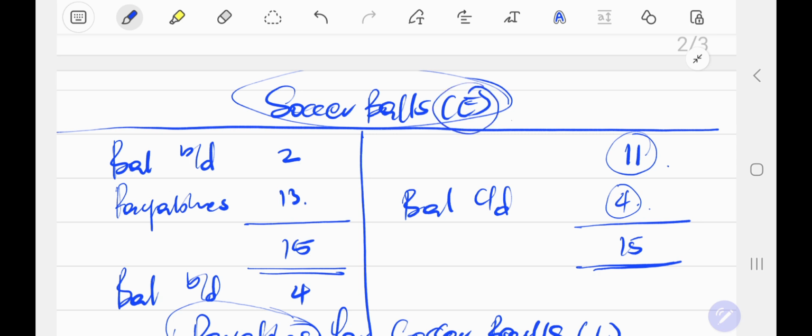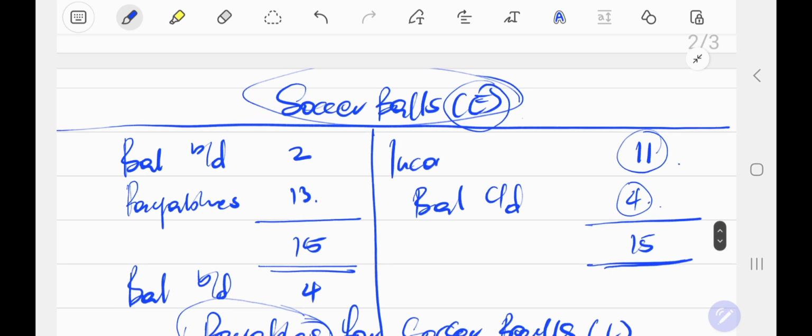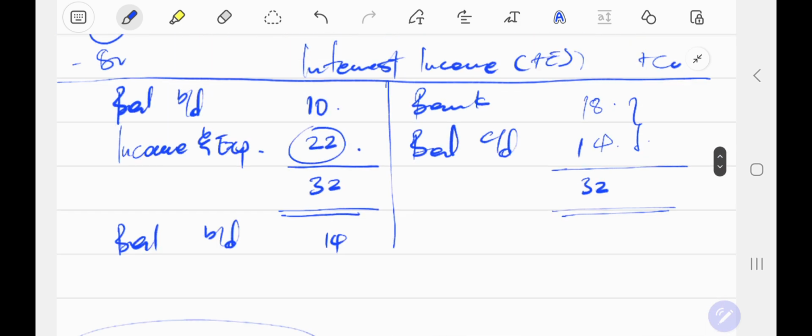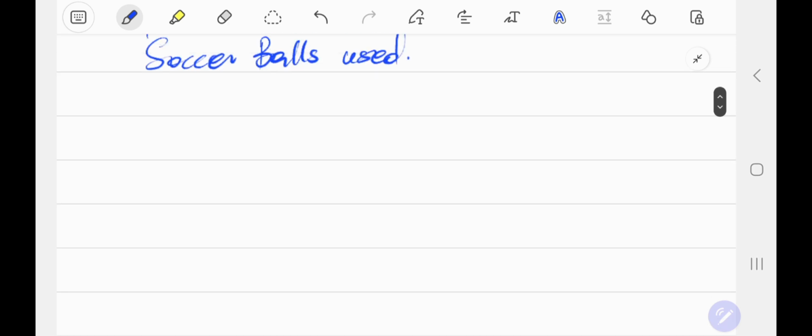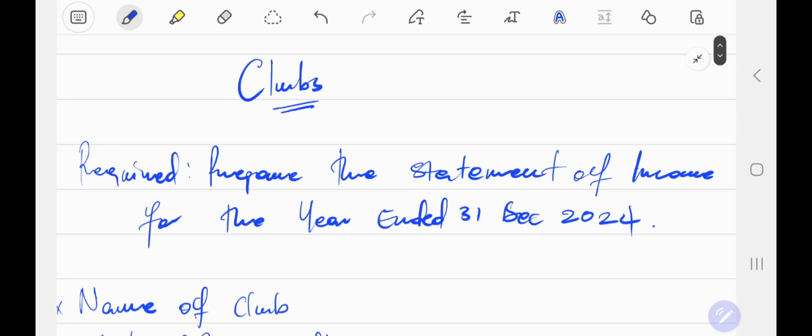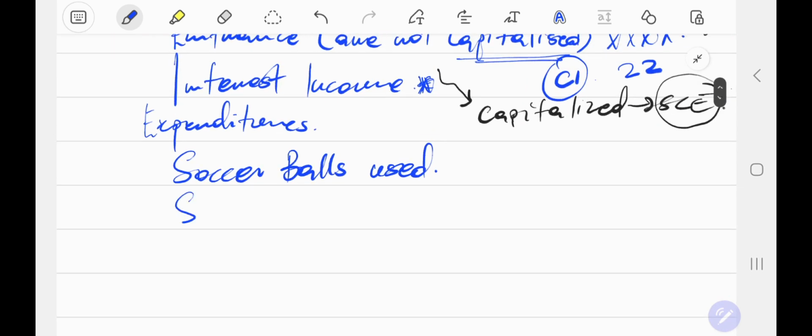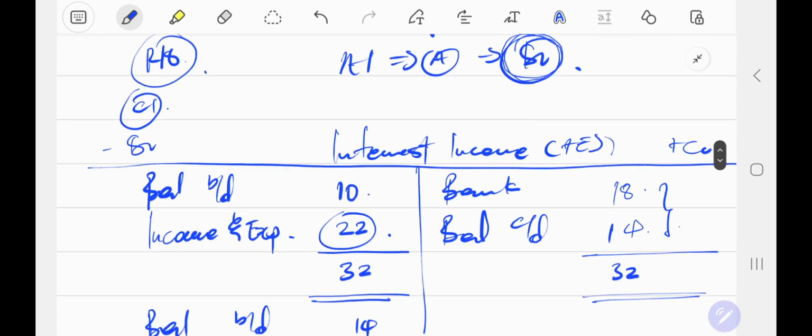So this 11, what does it represent? Soccer balls are an expense, and expenses, remember, you close them off on the credit side. So it's going to represent the amount that goes to the income and expenditure account, which is the amount on the statement of income. So you'll come here and say, on my statement of income, I'll have soccer balls used, which is 11. So you use the same logic for all the other accounts as well.